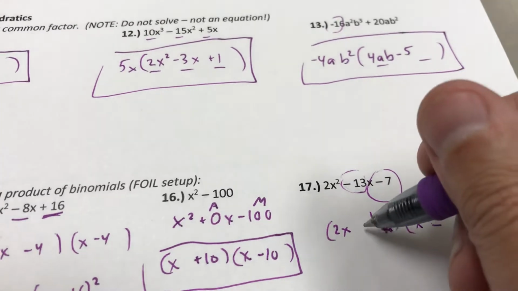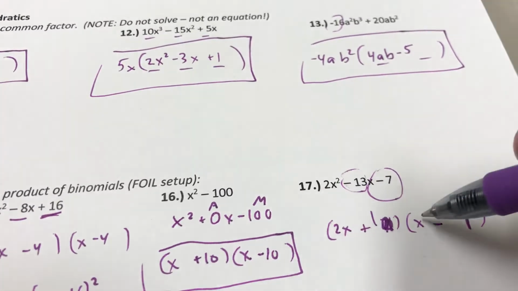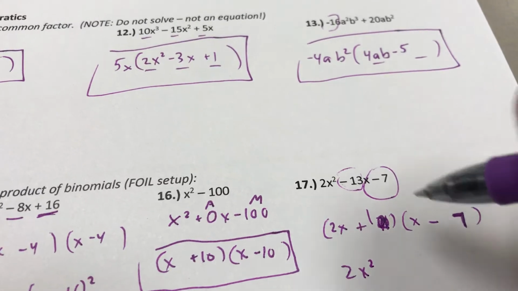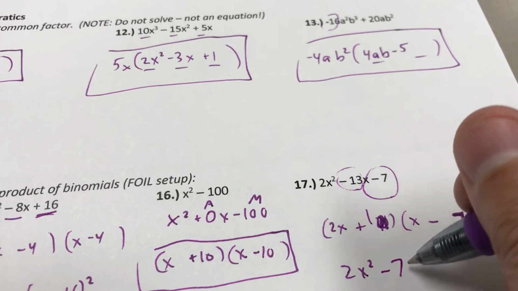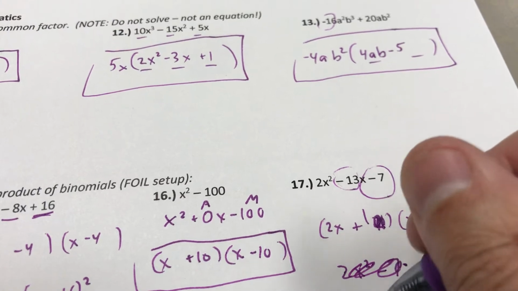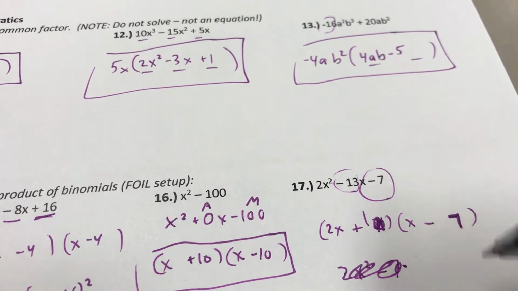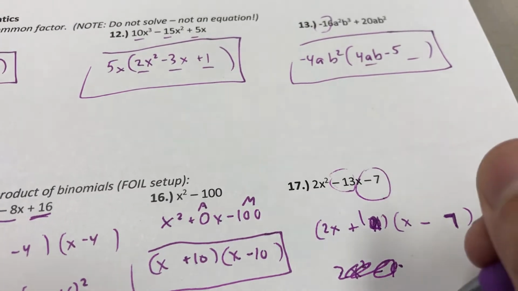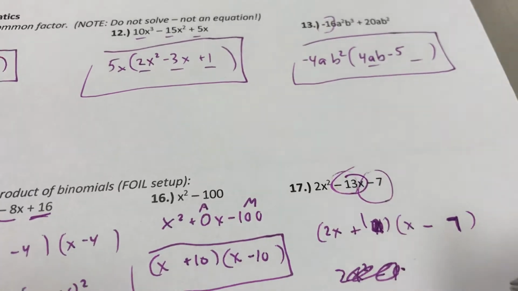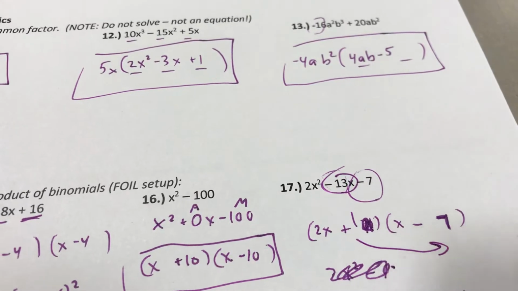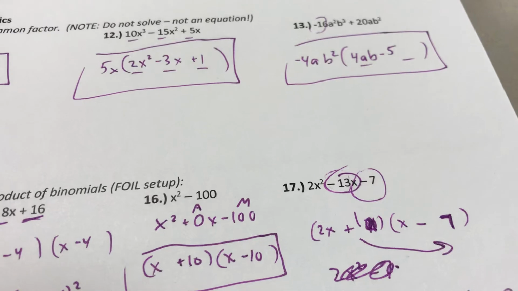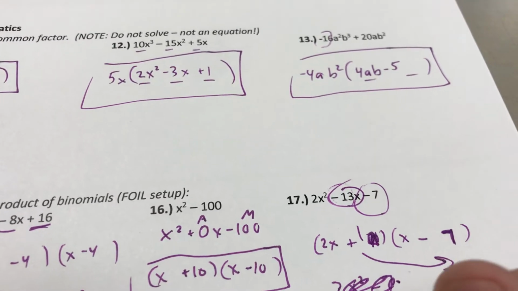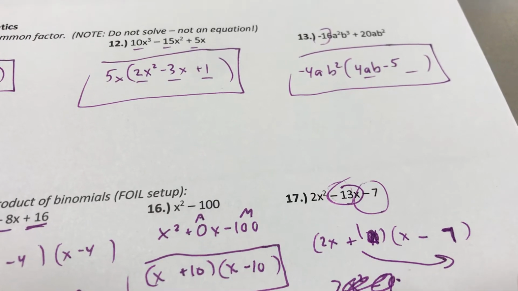So if we do a -7 there and a +1 there, 2x times x is 2x squared. 2x times -7 is -14x. 1 times x is +1x. Notice that adds up to -13x, and then 1 times -7 is -7, and we get it to work out. So it's the quantity 2x plus 1 times the quantity x minus 7.